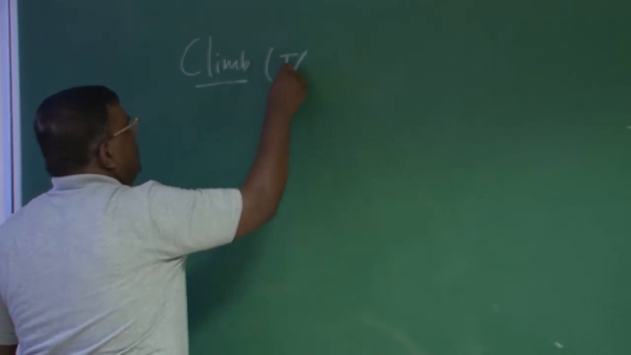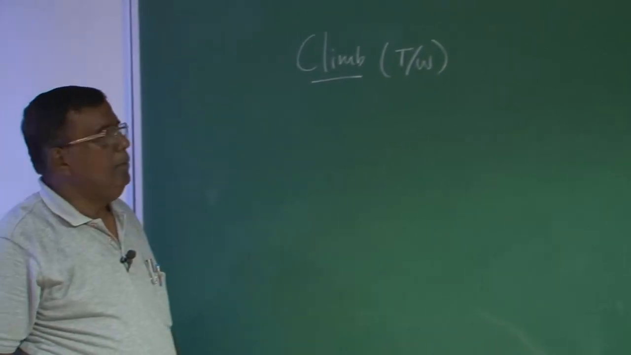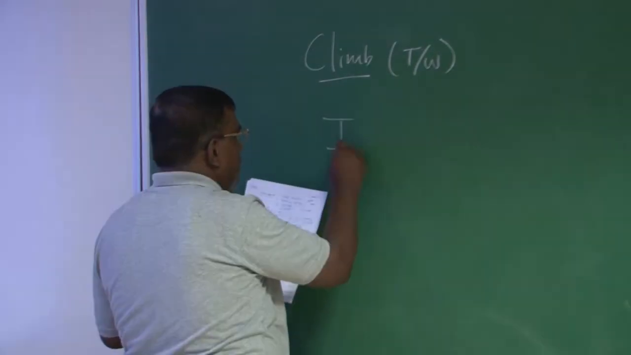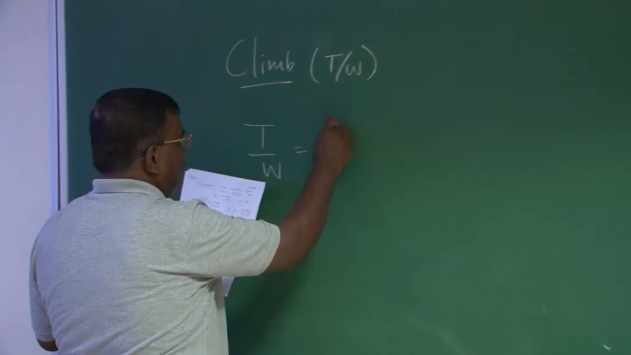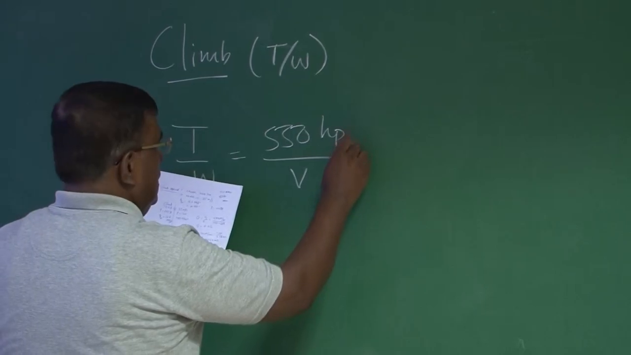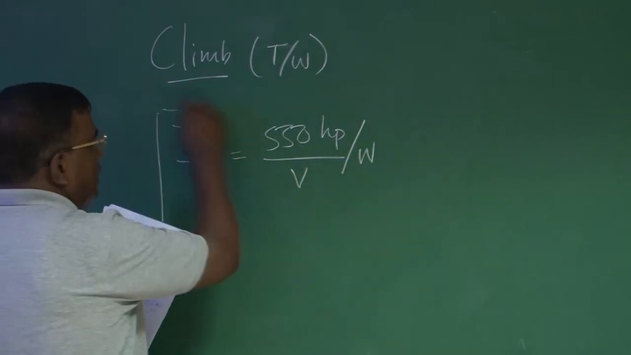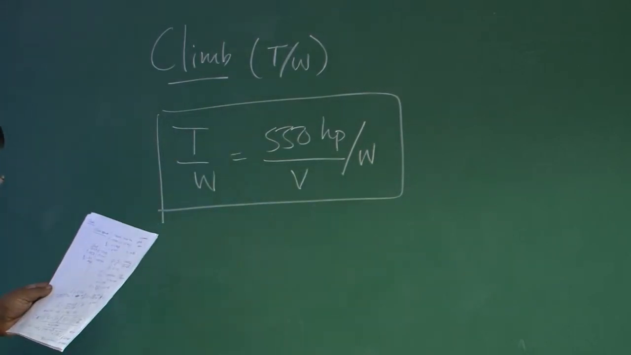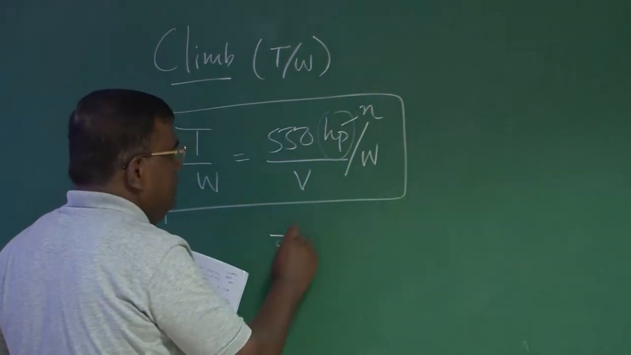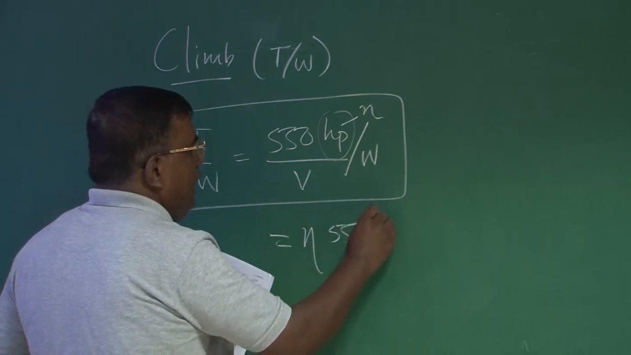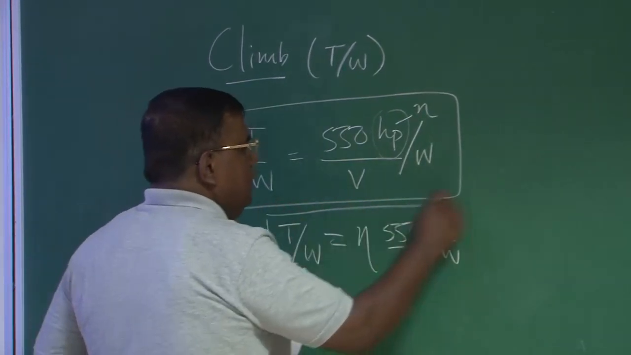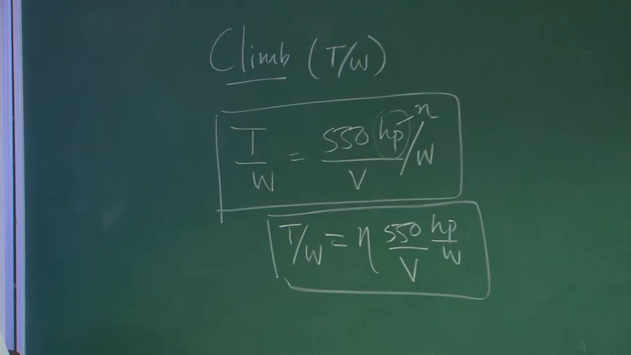T by W will be dominating the climb. So we need to know what is that T by W we are looking for. And you know T by W, I can write it as T by W equal to 550 HP by V, HP by W and V. Okay? And of course, this is the horsepower at the brake, so you have to multiply by Nita. So this expression is Nita 550 HP by W divided by V. This is T by W. This is nothing new I'm writing, so already we have explained earlier.